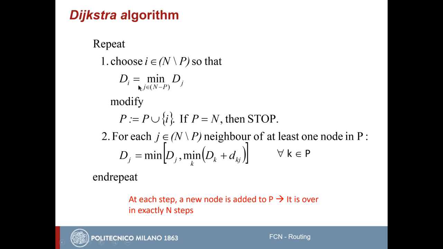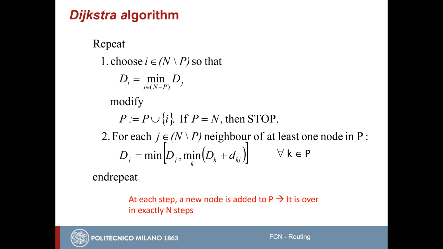Since we are doing this first step, it means that at each node we are adding another node to P. So in all the possible cases, you're always adding a new node into the set of the minimum path trees, in the minimum path tree.